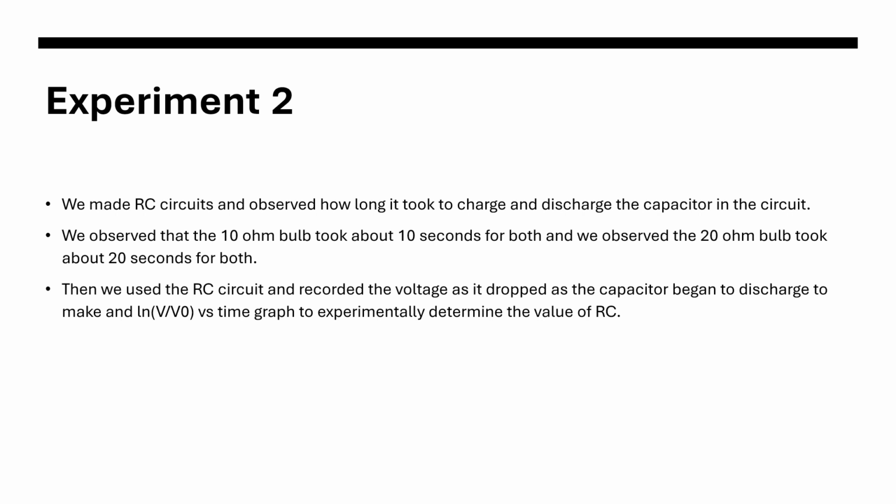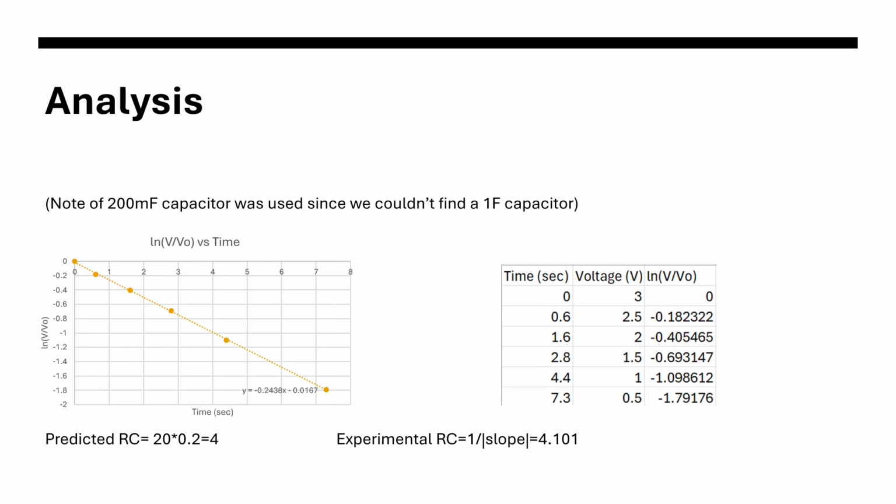Then we used the RC circuit and recorded the voltage as it dropped as the capacitor began to discharge, and made an ln versus time graph to experimentally determine the value of RC. So we have the graph here. Our predicted RC was 4, but using this graph, we got an experimental RC of 4.1, which is very close to 4. So that means our experiment went pretty well.